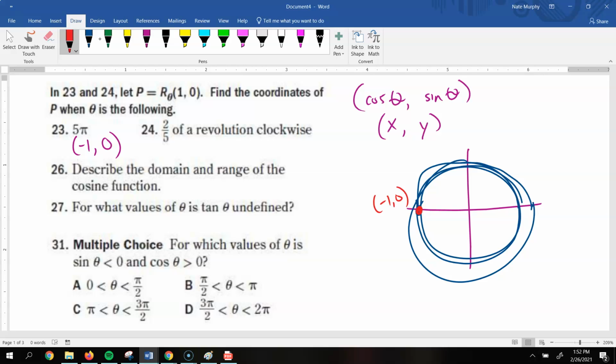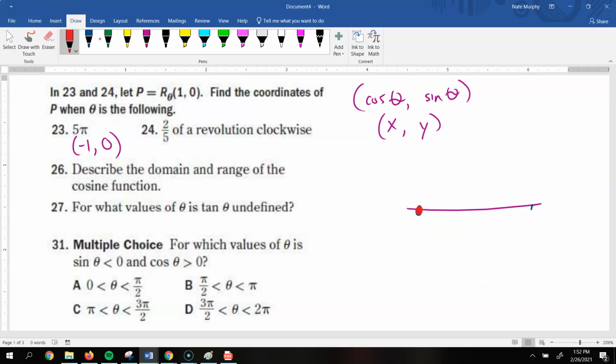All right, so now let's do 24. It says it's going to be 2/5 of a revolution clockwise. That means it's going to be in the negative direction. I need to figure out how many degrees that would be, so I'm going to take 2/5 of -360. I could reduce: 5 goes into -360 -72 times, and if I multiply that times 2, I get -144 degrees. So 2/5 of a revolution clockwise is -144 degrees.